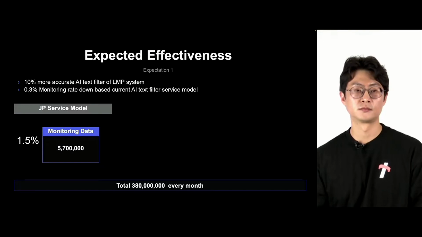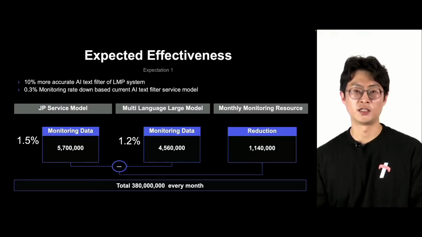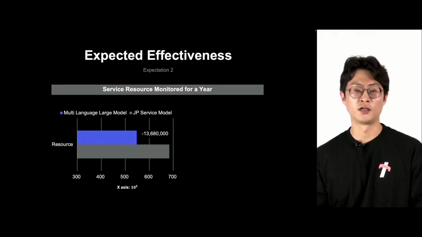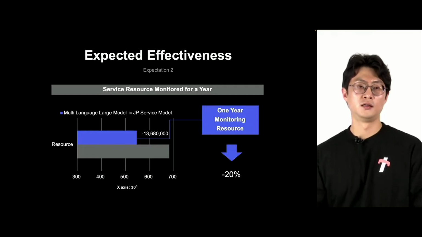That meant they had to monitor 5.7 million data. But when you introduce the large model, the data to be monitored reduces to 4.56 million. So in conclusion, on a monthly basis, you can reduce the data to be monitored by 1.1 million. Based on this, we annualized it. Compared to the current service model, when you introduce the large model, you can save 13 million data to be monitored. So you can reduce 20% of the resources that you need to monitor in a year.